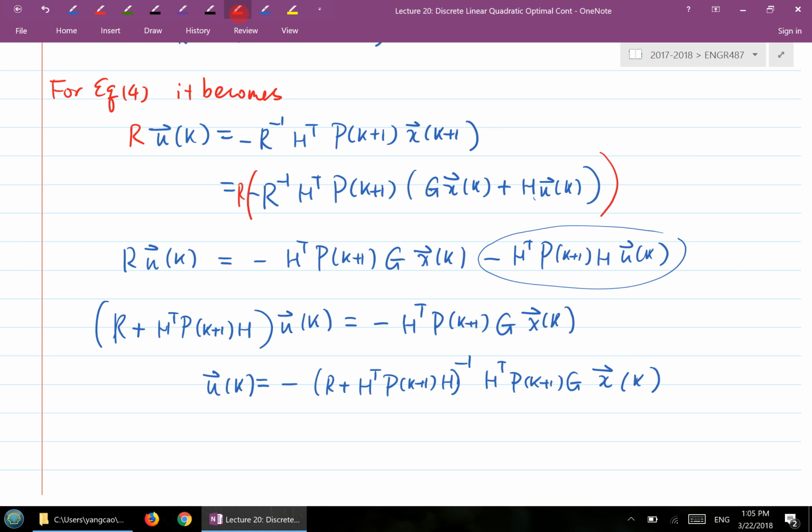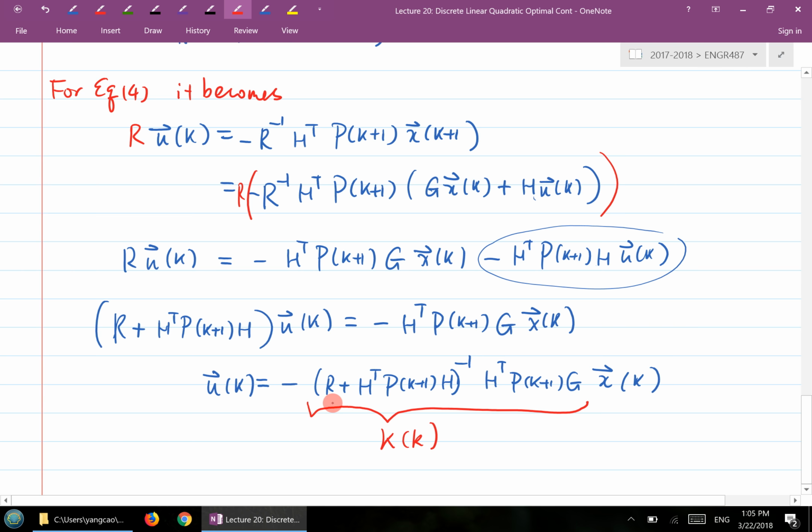And this is great because this is exactly in the format of what we're looking for, isn't it? And that is like the feedback gain matrix K, right? So negative something times x of k. As a matter of fact, this whole chunk right here is called the optimal gain expression. This is basically the optimal gain expression.